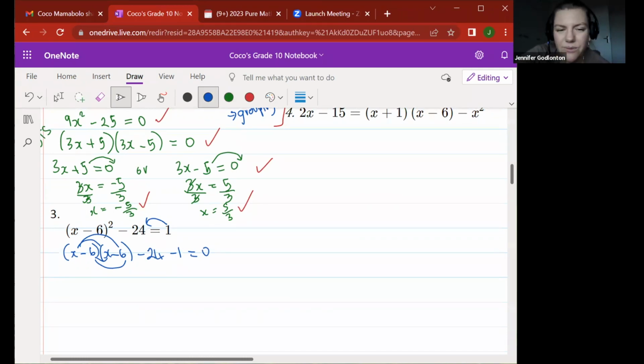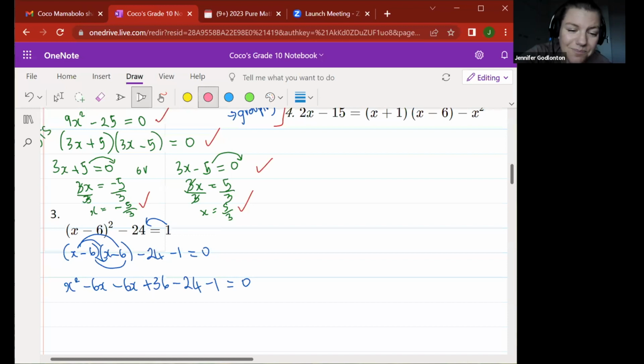So all we've done in this first step is we've written out those two brackets. Okay, now we're just going to do our FOIL. So we're going to have x squared minus 6x minus 6x plus 36 minus 24 minus 1 is equal to 0. I'll show you how the second way works when people are working on question 4, okay?